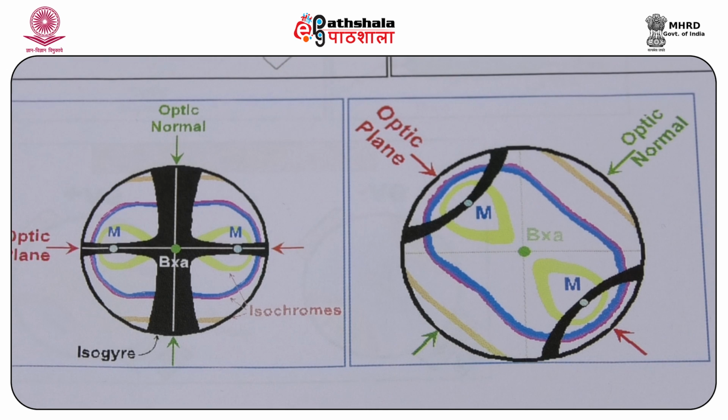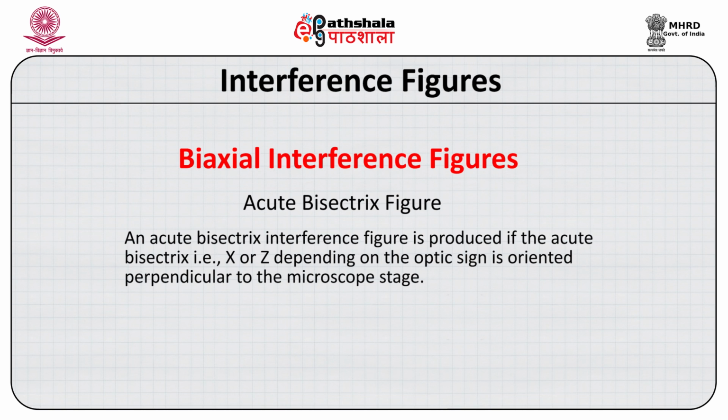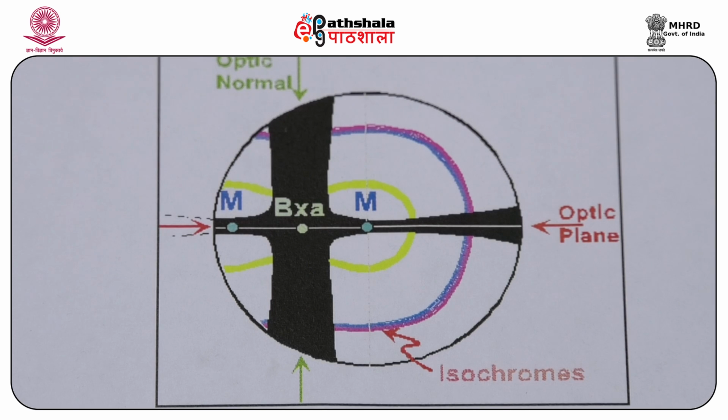If the optic plane is rotated away from east-west, the cross-shaped isogyre splits into two separate segments that will appear to pivot around the melatopes. The second type of interference figure which a biaxial mineral exhibits is the optic axis figure. It is usually observed on mineral grains cut normal to the optic axis. The figure usually consists of a single isogyre, at the center of which is the emergence of the optic axis.